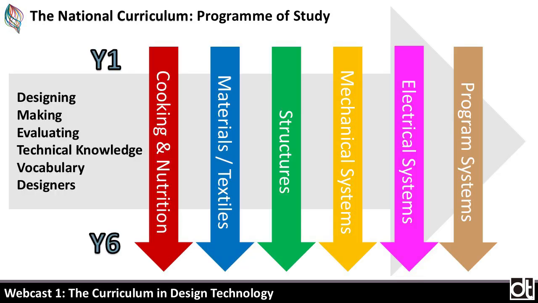And this is that same curriculum model translated into a model that shows how the curriculum can be implemented as a progressive scheme of work. In practice, electrical and program systems are taught towards the latter end of Key Stage 2.